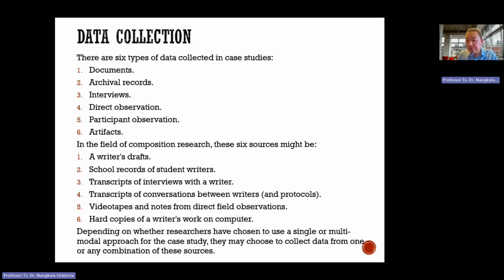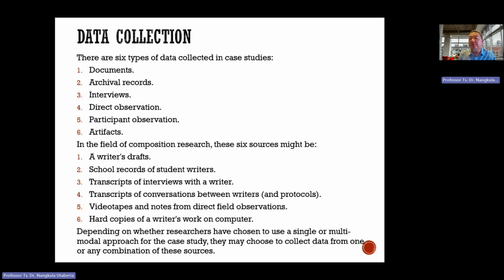Or you can do interviews. Some case studies use interviews as data collection to get a full picture. You can do direct observation, where you as a third person observe what happened in that particular case. Or you can do participant observation, meaning you are part of the one being observed. So if you want to know how you as a student experience things, you become a student, then you experience going to class, etc. We call that participant observation.